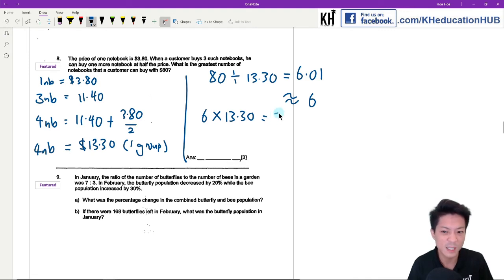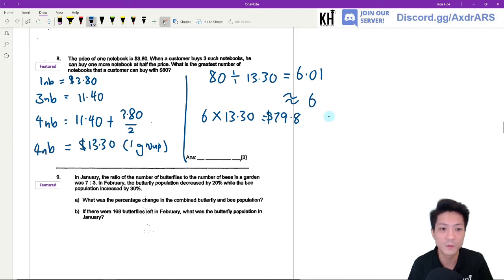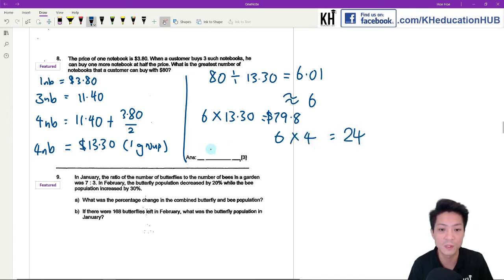I'm going to get $79.80. I'm left with 20 cents, so I don't think you can buy anything with 20 cents. Which means that the greatest number of notebooks that the customer can buy will be 6 groups, and each group has 4 notebooks. It is 24 notebooks.